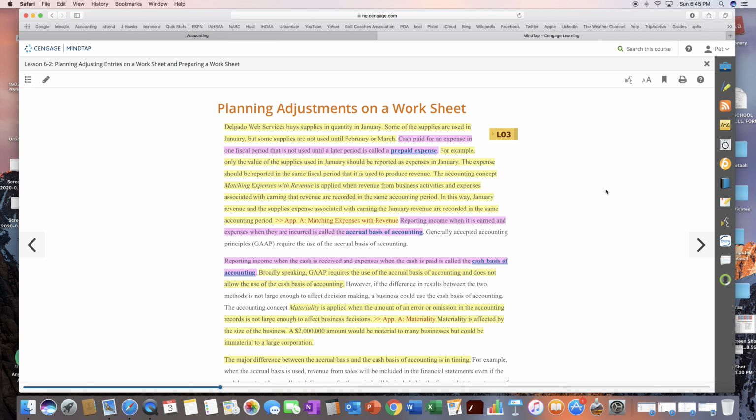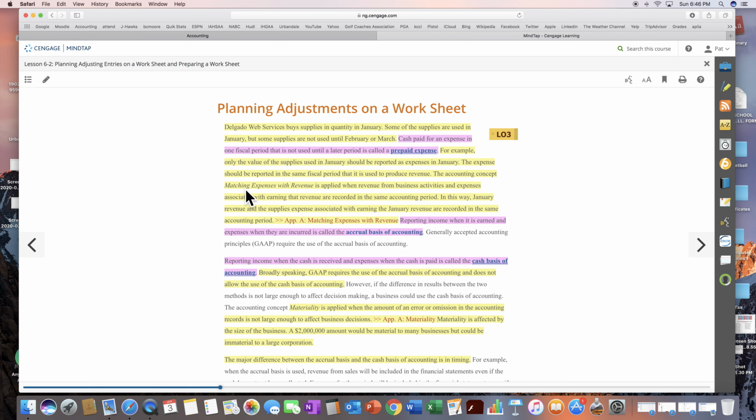Okay. Cash paid for an expense in one fiscal period that's not used until a later period is called the prepaid expense. We were going to have a prepaid expense. And so that's okay. And this is just part of the business. This isn't bad or good. This is just something we need to do. So some of the supplies are used in January, but some are not used until February, March. You have a supplies closet, supplies area, whatever the case may be.